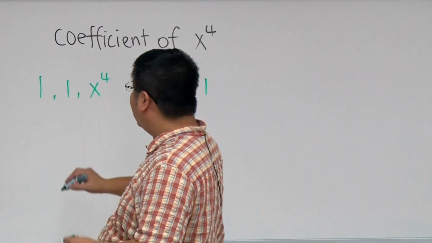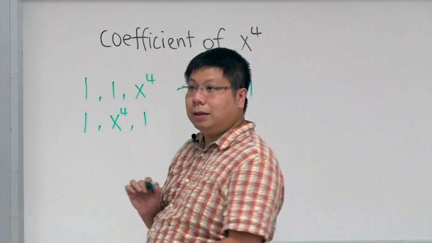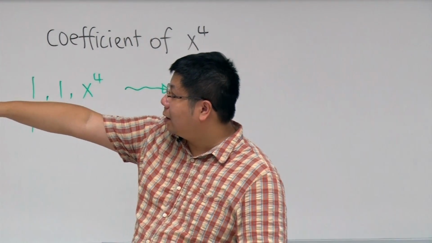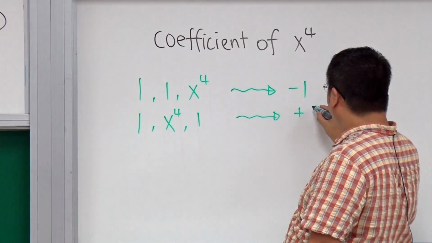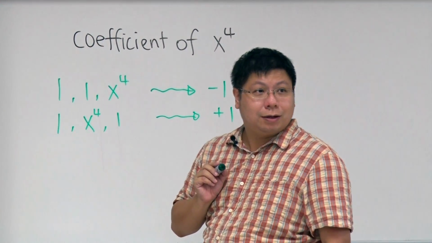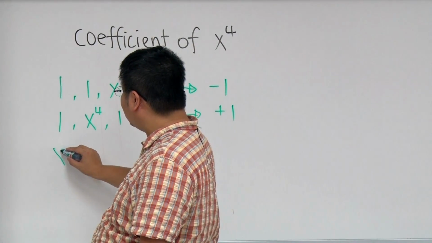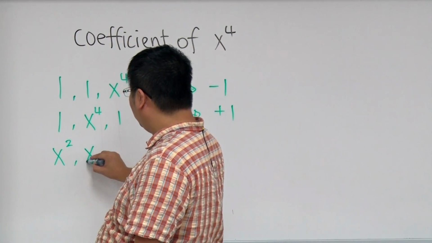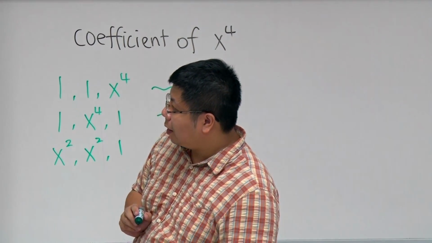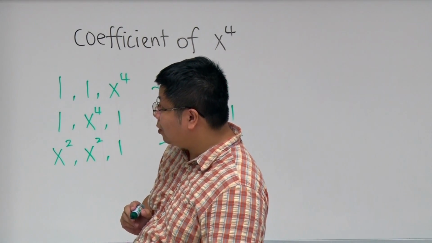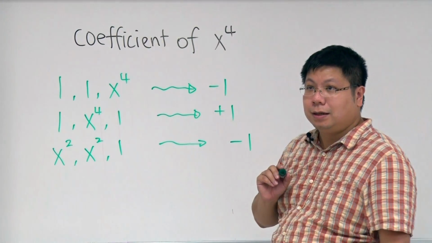We can have 1, x to the power 4, 1. Is that okay? 1, x to the power 4, 1. And then for this one, we get positive 1. Is that okay? And what else? We can have x^2, 1. And then for this one, x^2, 1, we get negative, right?